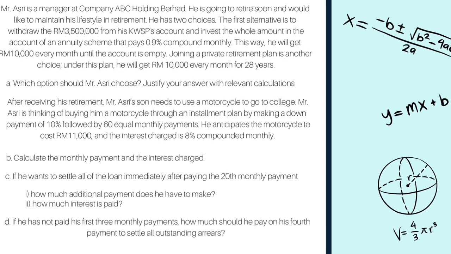Want to solve question 2. We look at the paragraph. Mr. Asri is a manager at company ABC Holding Berhad. He is going to retire soon and would like to maintain his lifestyle in retirement.